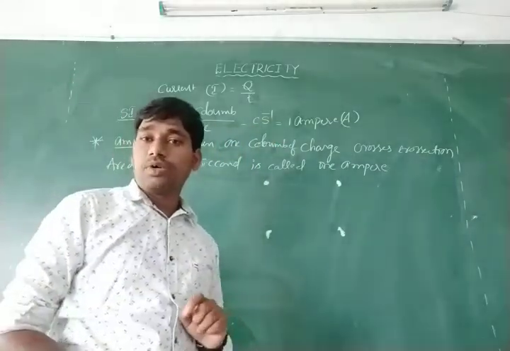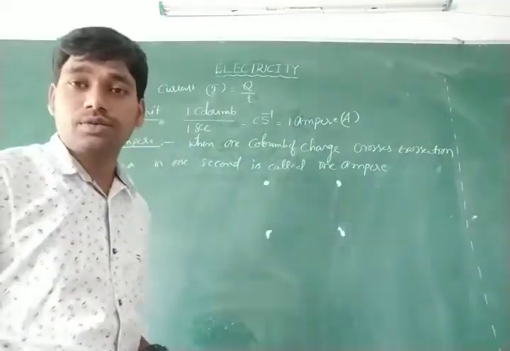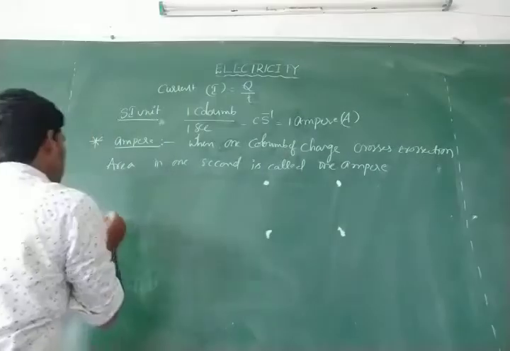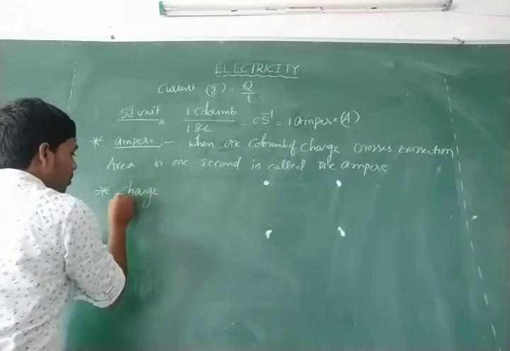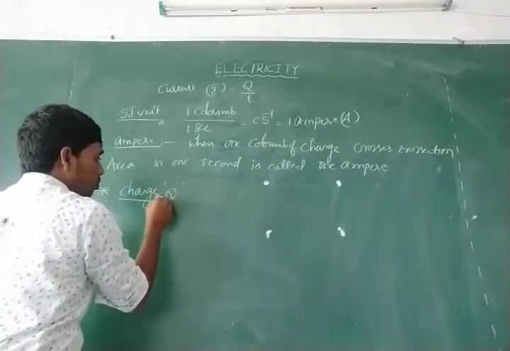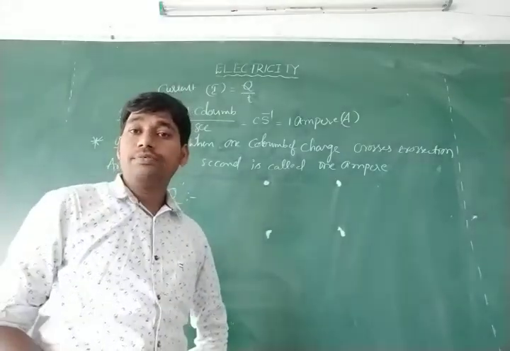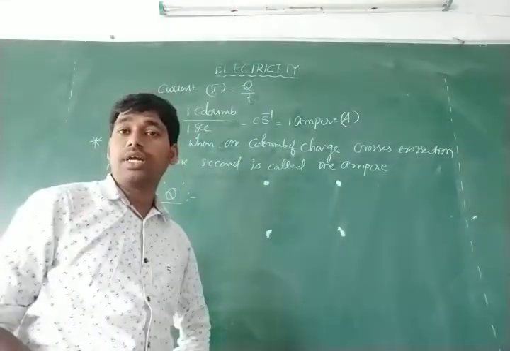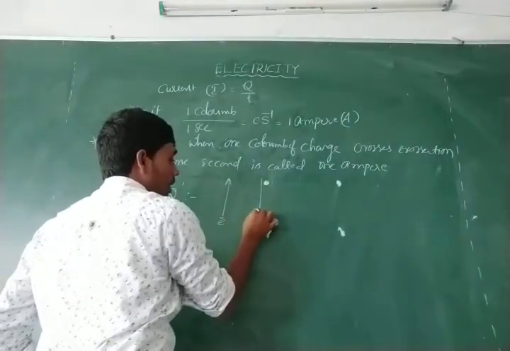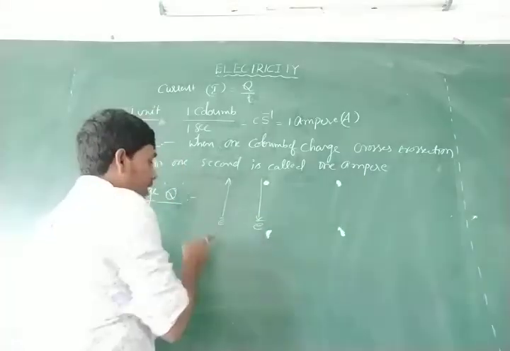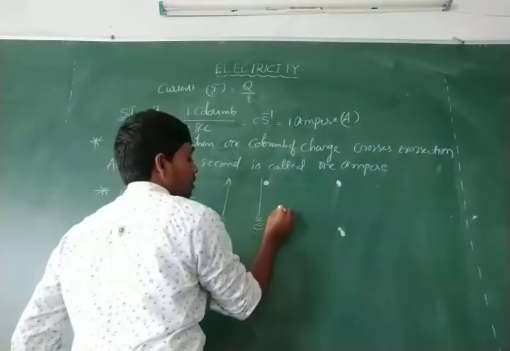Then you may get a doubt here: what is meant by charge? Let us discuss a few words regarding electric charge also. So charge is denoted with the letter Q. Charge is defined as the excess or deficiency of electrons. If there are more electrons or fewer electrons, the excess or deficiency of electrons is called charge.